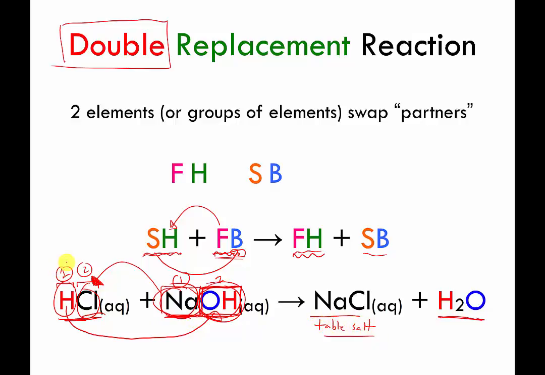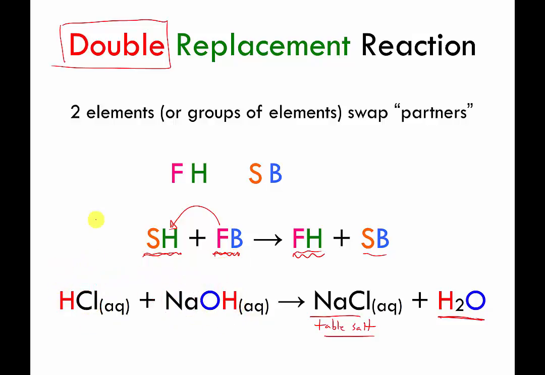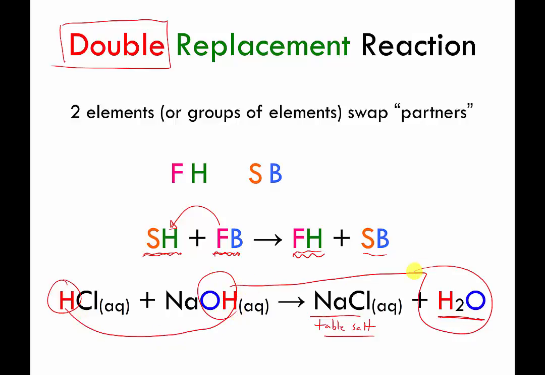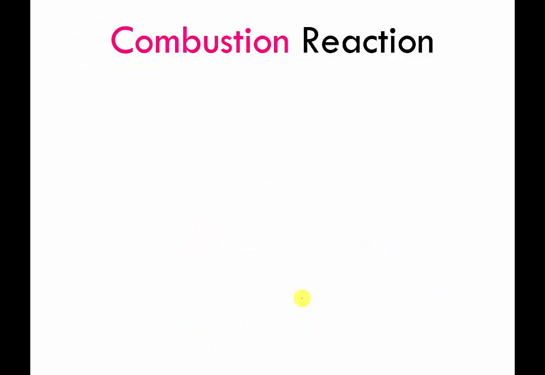So this one might not be quite as obvious looking at it that it's a double replacement, but it is. H goes with the OH to make water. Na goes with the Cl to make table salt. So that's a double replacement. This might be the last one that we talk about.